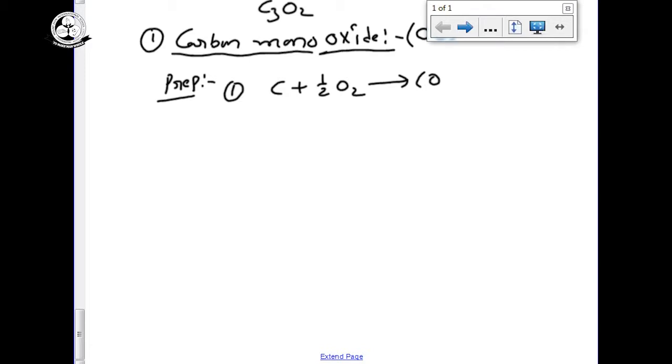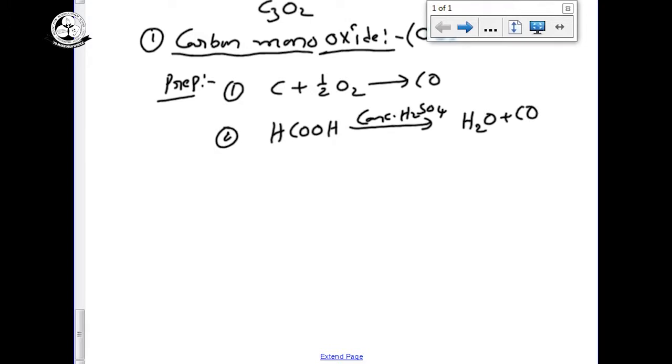A small amount of carbon monoxide can be prepared by the decomposition of formic acid, HCOOH. I am taking formic acid and decomposing it in the presence of concentrated sulfuric acid. What is the nature of concentrated sulfuric acid? It is a dehydrating agent, so it can absorb the water, and the remaining product is carbon monoxide. Formic acid on decomposition gives carbon monoxide.